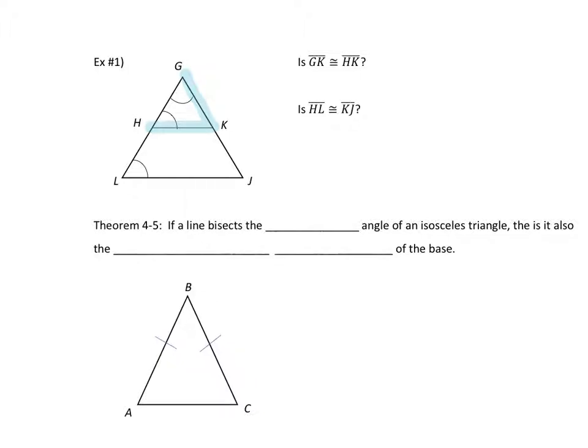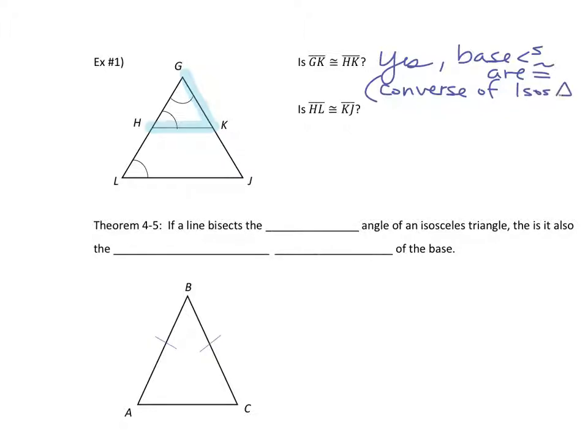Isosceles triangle theorem, right? It's the converse of the isosceles triangle theorem. Are they congruent? We would say yes, because their base angles are congruent, so the opposite sides have to be. In other words, you could just say yes by the converse of the isosceles triangles theorem. So those would be congruent. This segment would be congruent to that one.